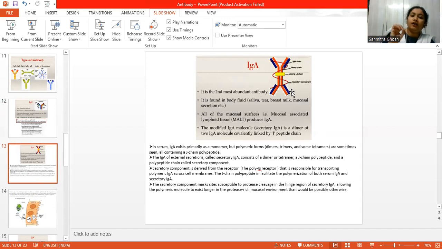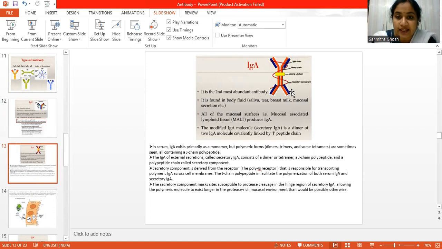Now, all of the mucosal surfaces, that is on the surface of the mucous membrane, have the MALT. What is MALT? MALT is the mucosal associated lymphoid tissue. So this can produce the IgA. So whatever mucous membrane we have in our body, there we have this lymphoid tissue from where this IgA is generated.